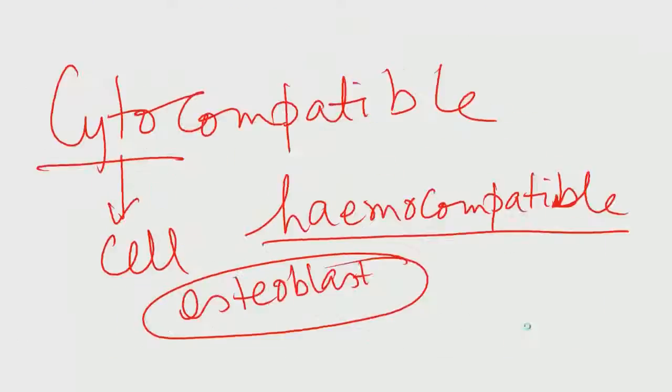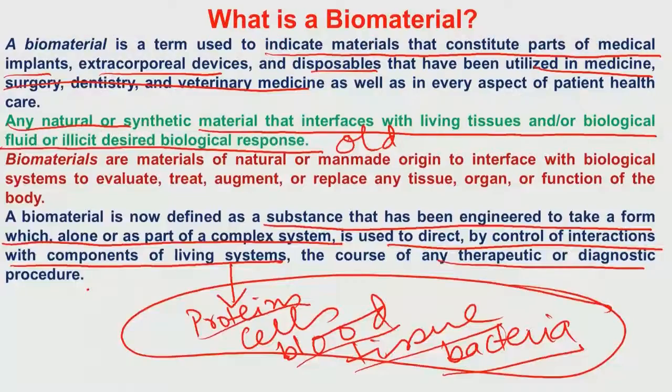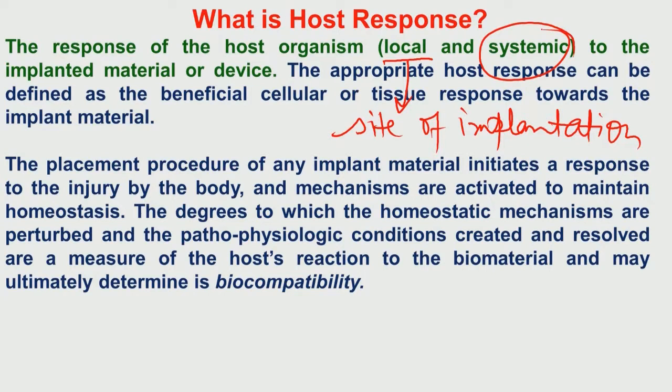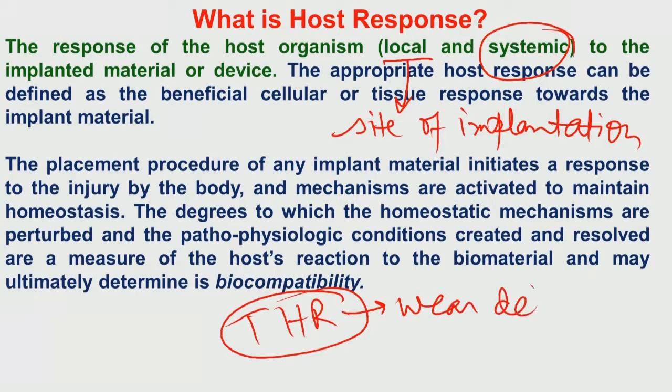So, the last definition before the break is host response. It is the response of a host organism, which can be local or systemic. Local means at the site of implantation. Systemic means, for example, that in a total hip joint replacement during walking or running, there is friction and wear at the femoral ball head and acetabular socket interface. Once it releases wear debris, it may not have any localized toxicity, but once it is transported to other parts of the human system, it can cause toxicity to vital organs like the spleen, heart and other places.